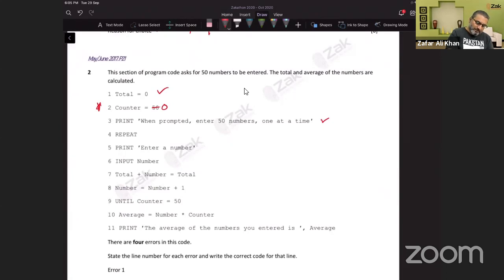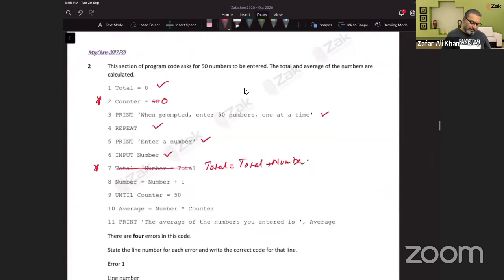Print, enter a number. This is a prompt as well. Good. Input a number. Good. Total is equal to total plus number. I told you in computer science, assignment is from right to left, not from left to right. So from a mathematics point of view, total plus number is equal to total is correct, but from our point of view, it has to be total is equal to total plus number.